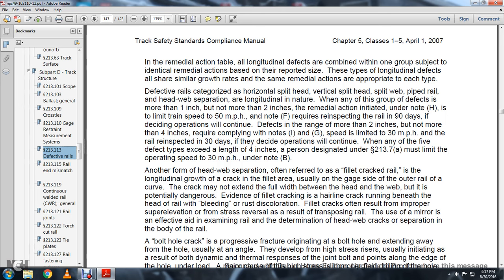If in deciding the operation will continue with a defect in the range of more than 2 inches but not more than 4 inches, compliance with notes I and G is required: a speed limit of 30 miles an hour, with the rail reinspected in 30 days. When any of these 5 defects exceeds 4 inches in length, the person designated under statute 213.7(a) must limit the operating speed to 30 miles an hour under note B.